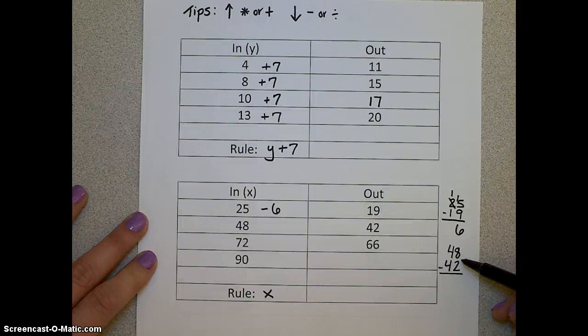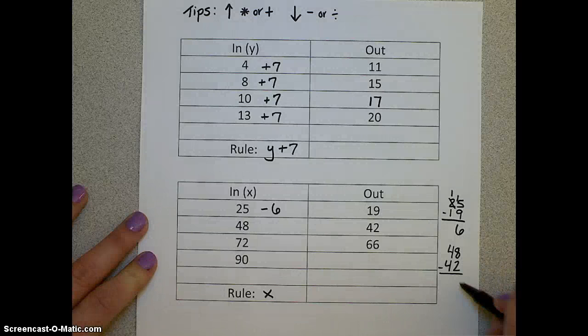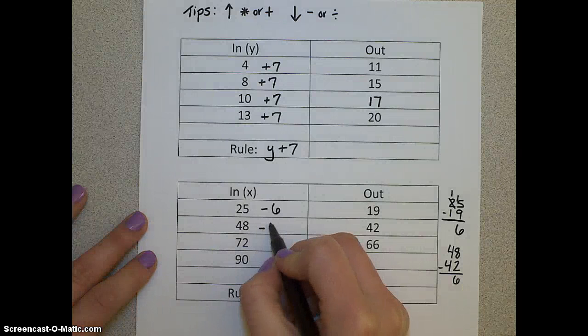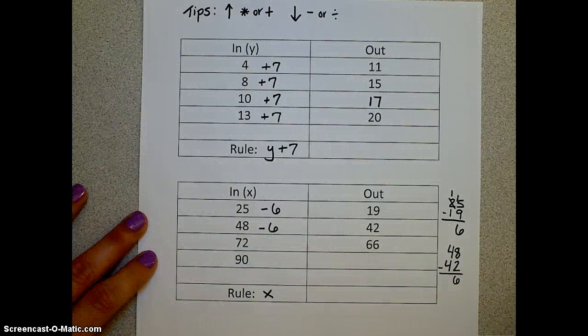Let's subtract those. Can I take 2 from 8? I'm sorry, I can, so I don't have to do any borrowing or regrouping. So 8 minus 2 is 6, and 4 minus 4 is 0. So it looks like we're on the right track. So let's put in that note to ourselves that we have minus 6.